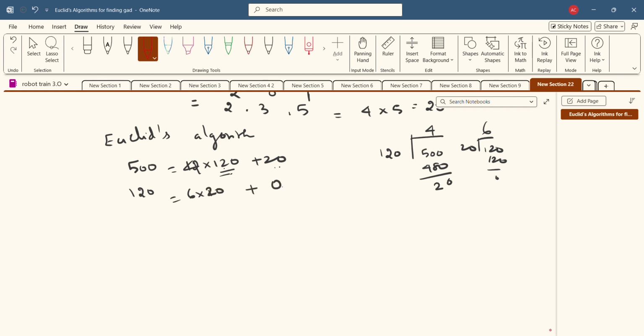Once you get the remainder 0, you can stop the process right there. The last non-zero remainder gives the greatest common divisor of the two positive integers. This is 20. We got the same answer. In this manner, you can compute the greatest common divisor by using prime factorization as well as Euclid's algorithm.